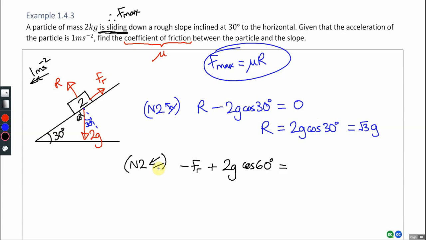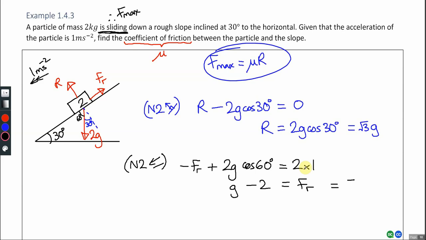So that's the resultant force equals the mass times the acceleration. And because I chose to work down the slope, the acceleration is positive 1. If you worked up the slope, you'd use an acceleration of negative 1. So by rearranging this and simplifying it, 2g cos 60, well cos 60 is a half, so that's just 1g. And then I'm going to take away 2 from both sides and add friction to both sides. So friction is g take away 2.